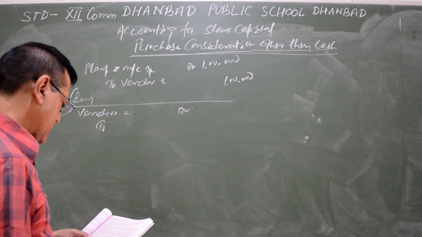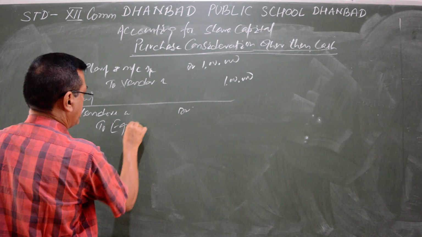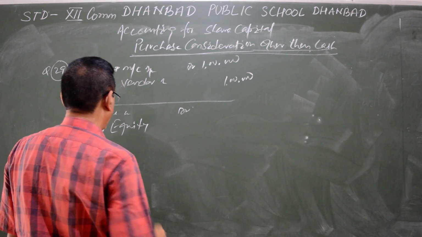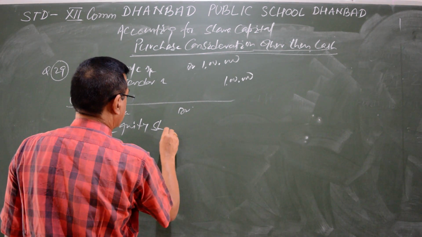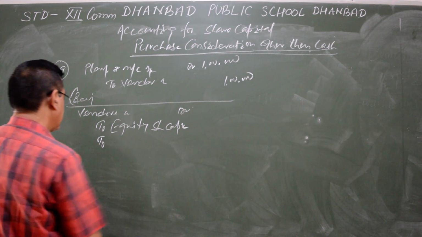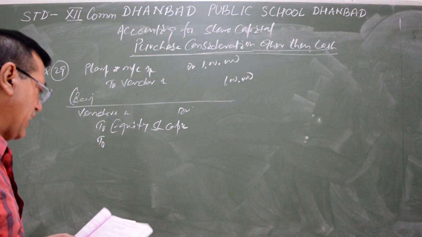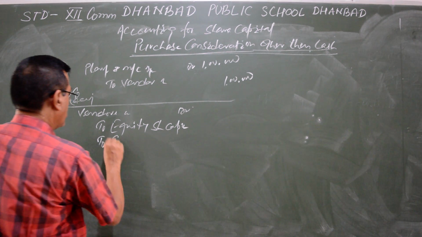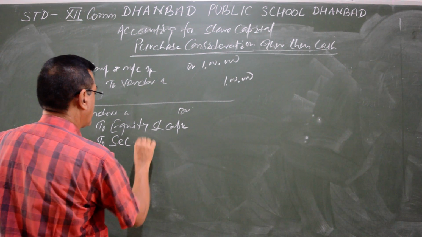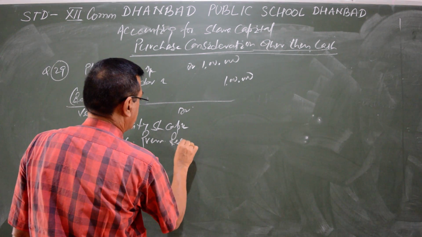Clear? And to, you are issuing shares. It is not mentioned which type of shares, then you should write equity. If it is mentioned, then accordingly. Now, equity share capital account. And after this, the shares are issued at 25% premium, so here you have to write security premium reserve account.